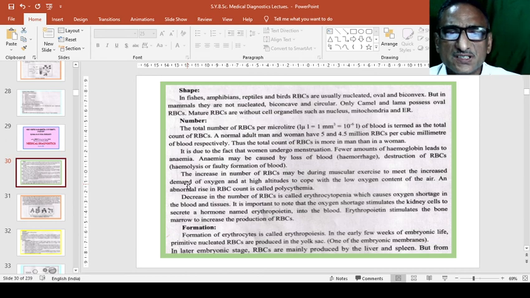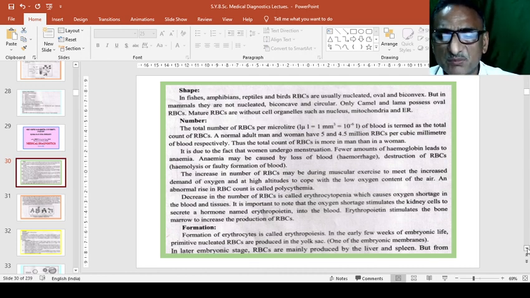RBCs in our body increase during muscular exercise and decrease due to some abnormal activities or diseased conditions, and a decrease in the number of RBCs is called erythrocytopenia. The formation of erythrocytes is called erythropoiesis. In the first few weeks of embryonic life, primitive unnucleated RBCs are produced in the yolk sac. This is about the embryonic condition.